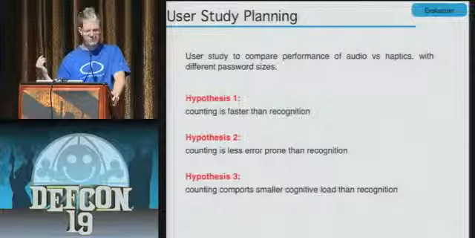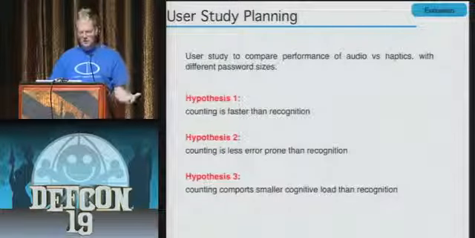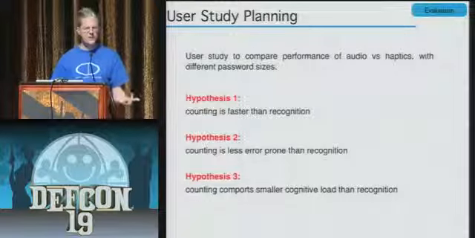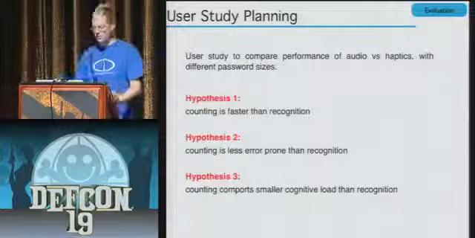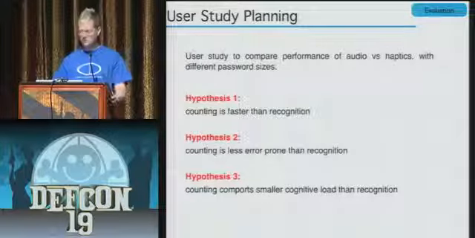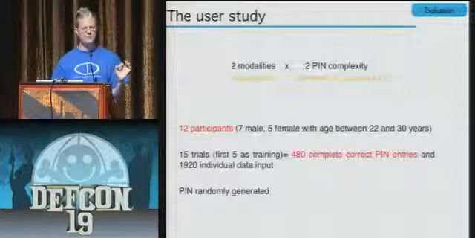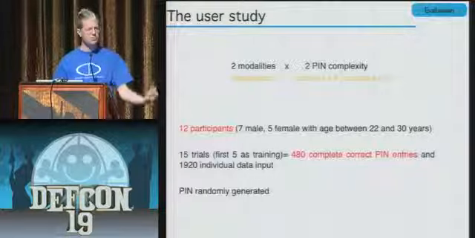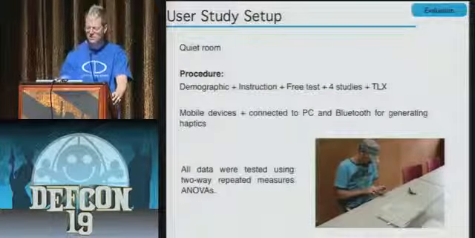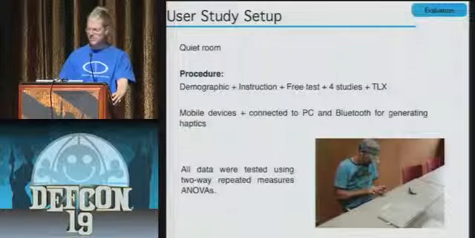So user study for this one, Andrea ran them as well, looking at 3 questions. Do we think it's going to be faster to count than to recognize? Do we think it's going to be more accurate to count than to recognize? And the third hypothesis, that counting will be a lower workload than recognition. So once again, haptic and audio compared, and this time pins made from either 5 or 10 possible digits, so possible movements to the left or the right. Each user got instructed, got to play with the interface, then do 4 tests, and this TLX mental workload test.